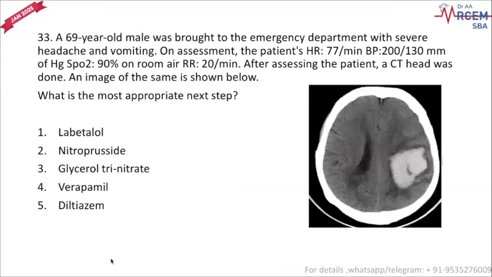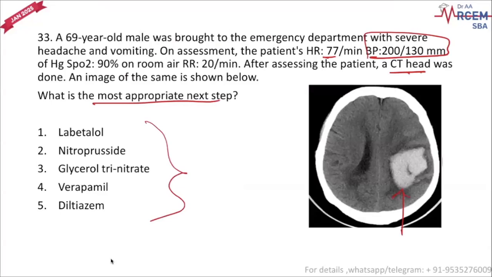A 69 years old male was brought to the ED with severe headache and vomiting. On assessment, the patient's heart rate and blood pressure are on the higher side. CT scan shows an intracranial bleed. What is the most appropriate step? Reduce the blood pressure. Which is the drug of choice to reduce the blood pressure? All the drugs given here are antihypertensive medications. The preferred one is labetalol.